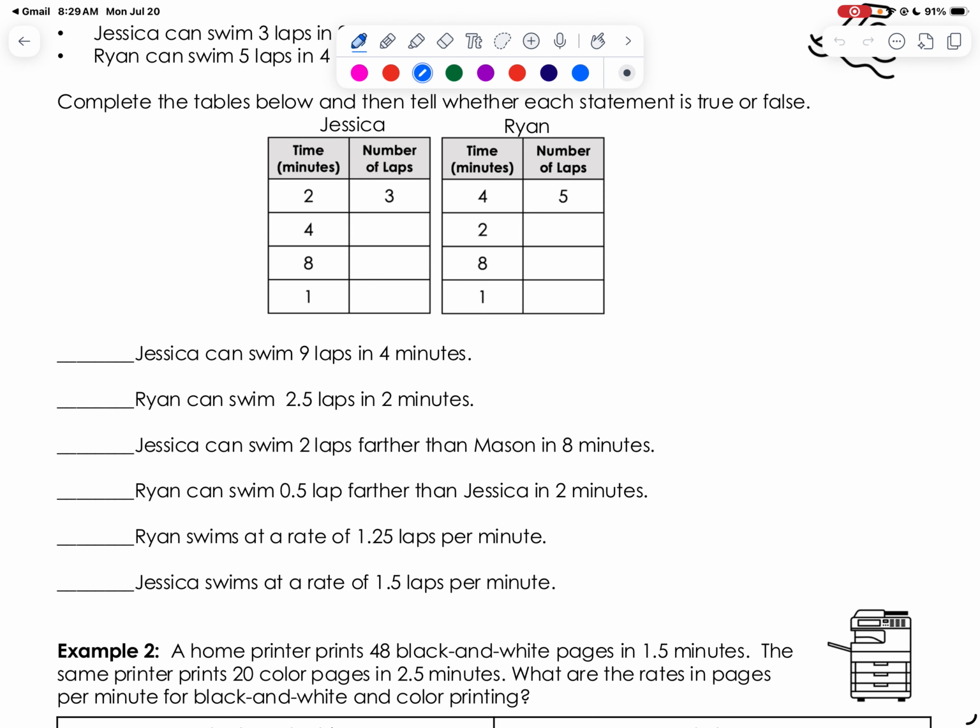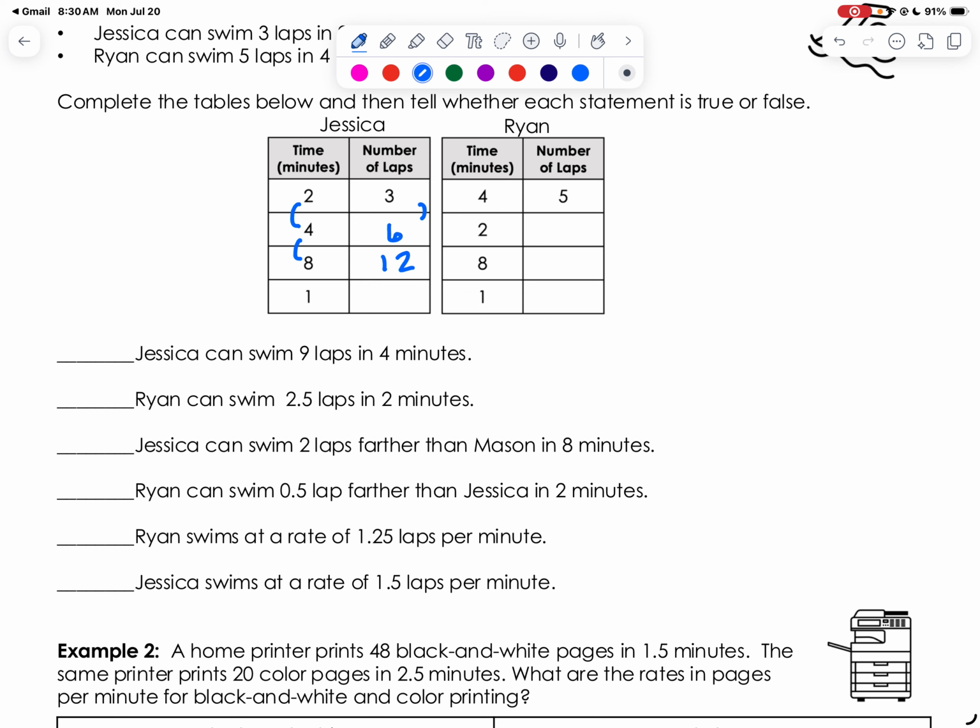If we double the number of minutes and go from 2 to 4, we also can double the number of laps. So in 4 minutes, Jessica can swim 6 laps. If we double it again, we know that she could swim 12 laps in 8 minutes.